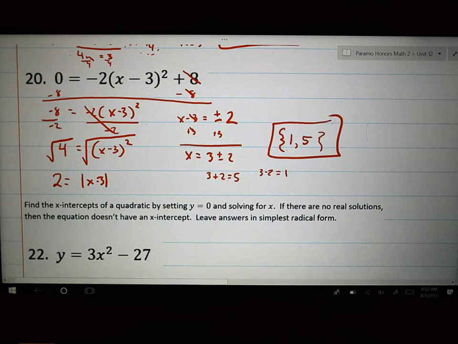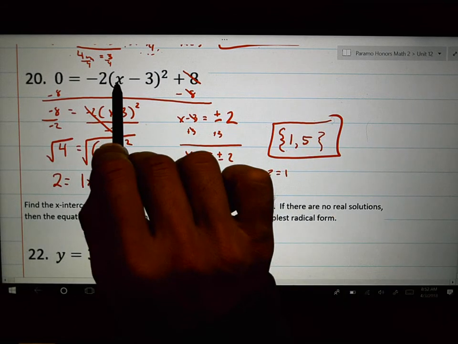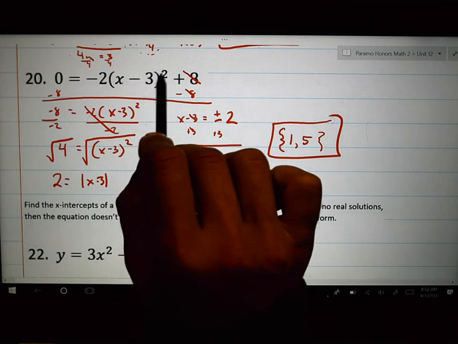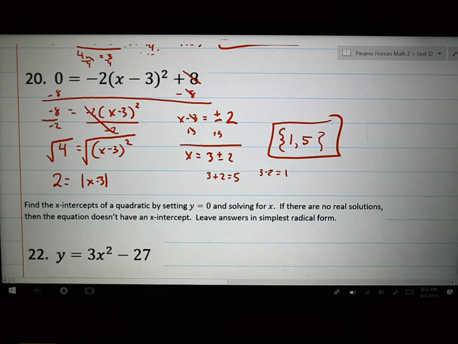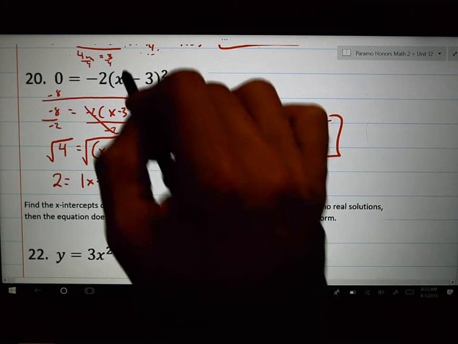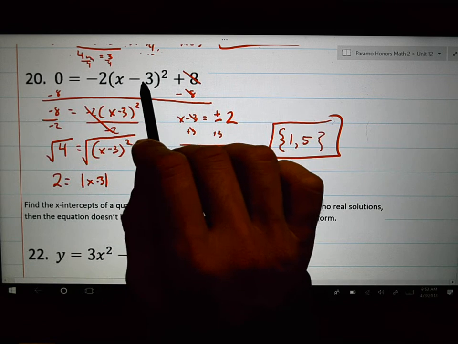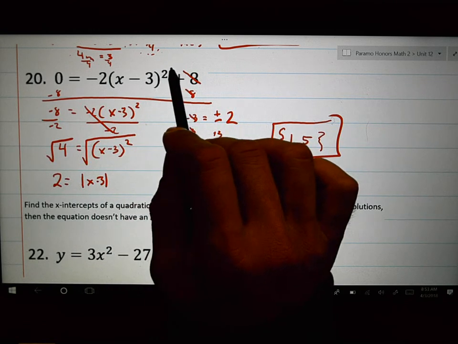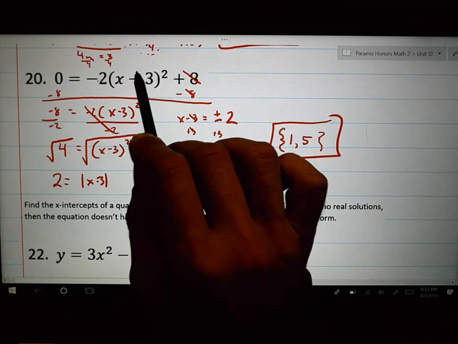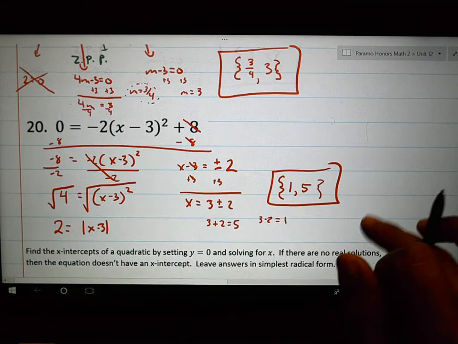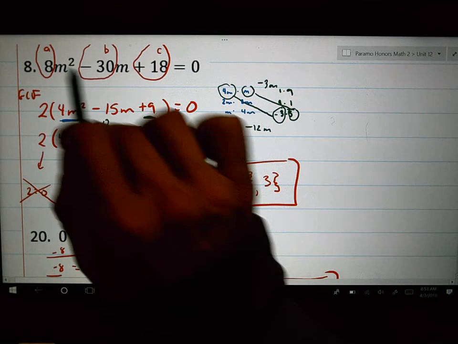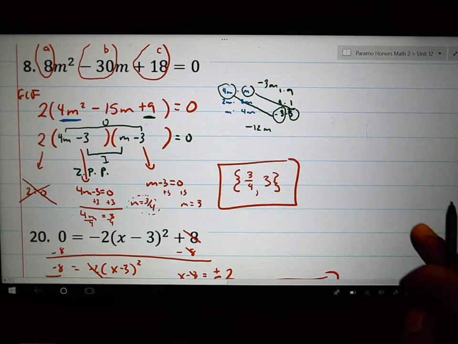What I like about this section is you can always check your answer. You can take the 5, you can plug it in. 5 minus 3 is 2. 2 squared is 4. Negative 2 times 4 is negative 8 plus 8 gives you 0. It works. You can plug in the 1 to see if it works. Plug in the 1. 1 minus 3, negative 2. Negative 2 squared, positive 4. Negative 2 times positive 4, negative 8 plus 8 makes 0. Both solutions, when you plug it back in, they check. That's a lot harder to do when you're plugging in a fraction, but it does work if you were to plug that 3/4 in, by the way, to double check.